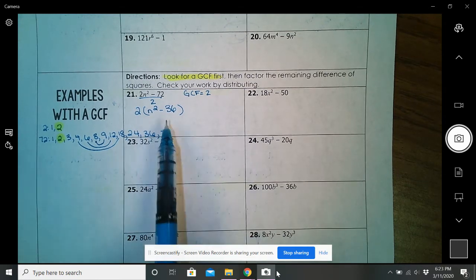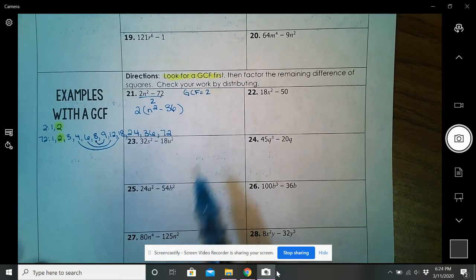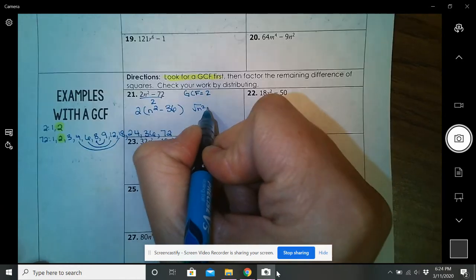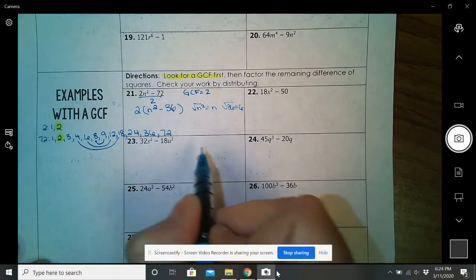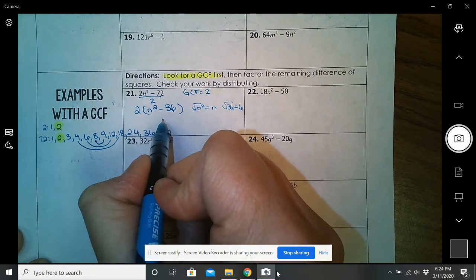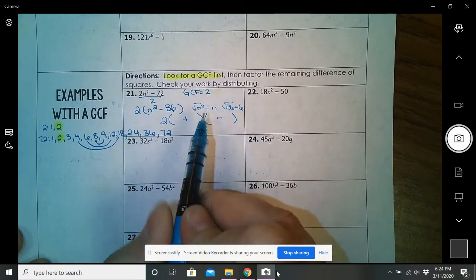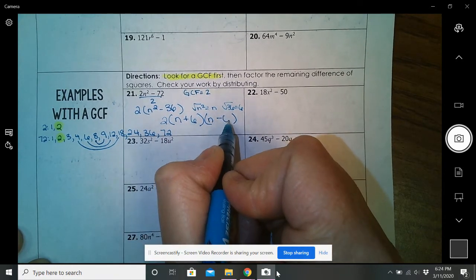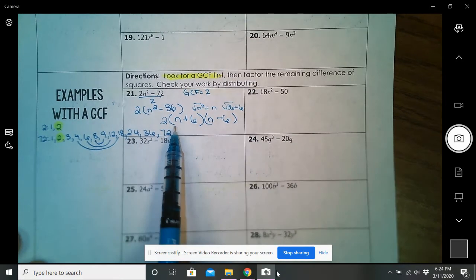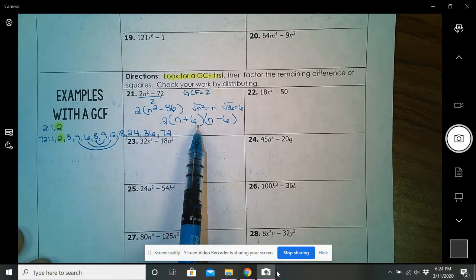Now look at what's left inside of the parentheses. This is a difference of squares. We know we can take the square root of n squared and get n, and we can take the square root of 36 and get 6. So when I write up my final factors, I'll have the 2 out front, that's the GCF, as well as the pattern from the difference of squares. N times n is in the first position, and 6 times 6 is in the second position. You need all 3 things to represent your final factored form. The 2 is the GCF, and the n plus 6, n minus 6 is the difference of squares.